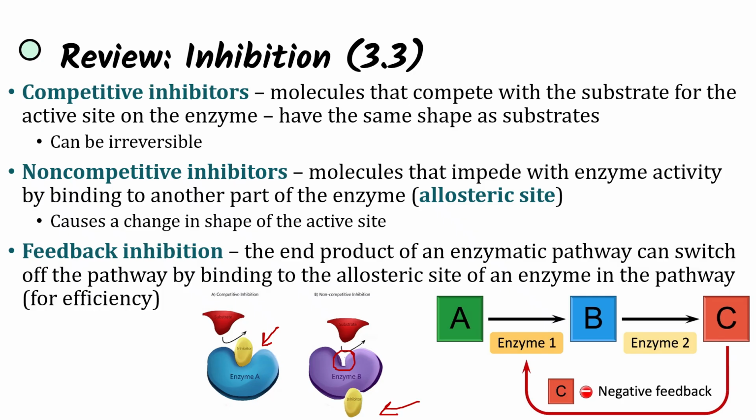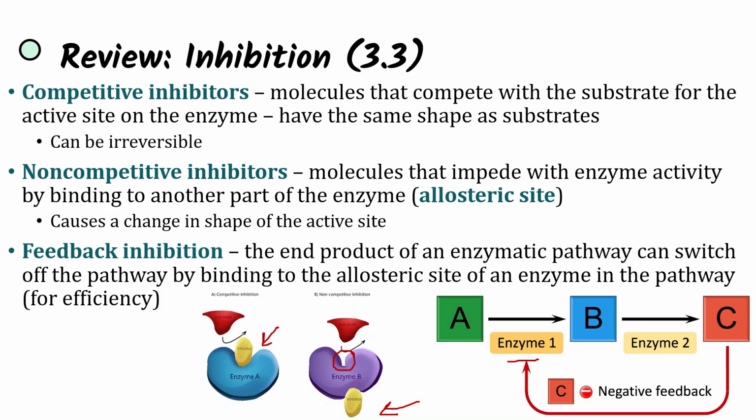Now, not all inhibition is bad. Feedback inhibition is when the end product of an enzymatic pathway can switch off the pathway by binding to the allosteric site of an enzyme in the pathway. Meaning that if you have substrate A that goes through enzyme 1, becomes product B, goes through enzyme 2, becomes product C, which is what the cell wanted, once there's enough of product C within the cell, C will allosterically bind to enzyme 1, preventing the whole process from starting.